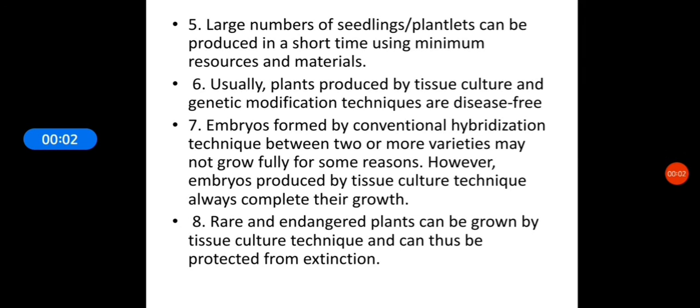The best advantage of using tissue culture is that embryos formed by conventional hybridization technique between two or more varieties may not grow fully for some reasons. However, embryos produced by tissue culture technique always complete their growth. Using tissue culture technique, rare and endangered plants can be grown and thus can be protected from extinction.